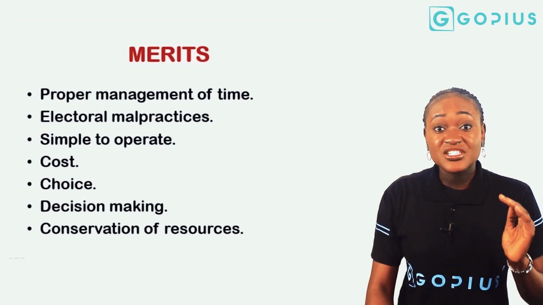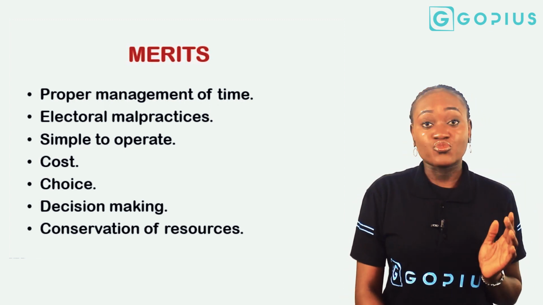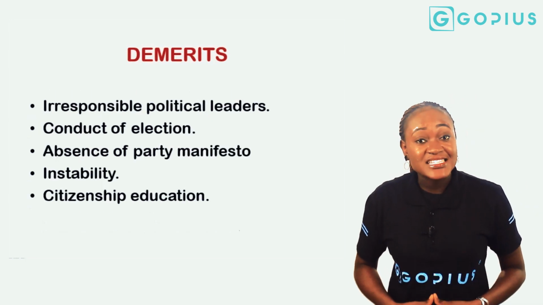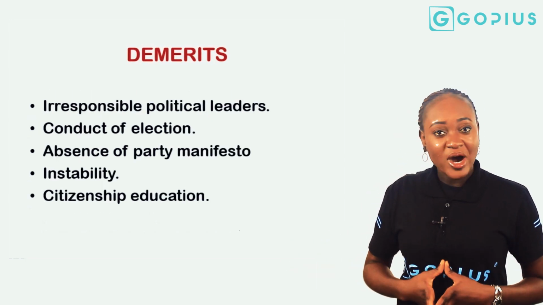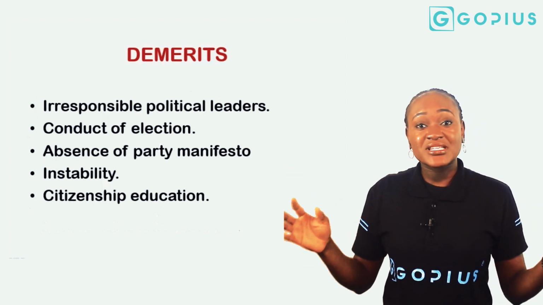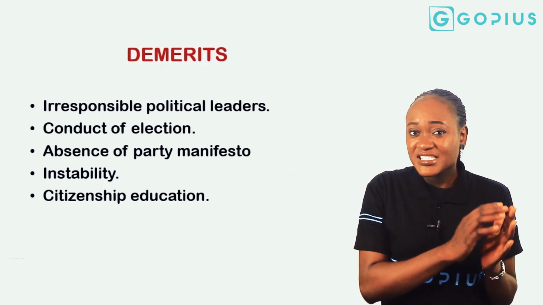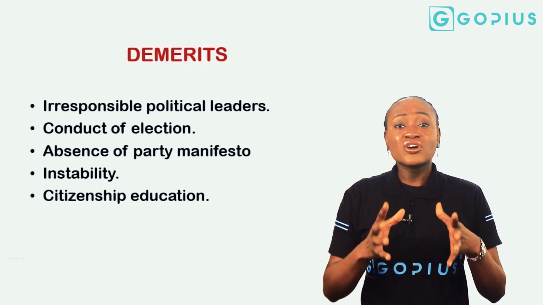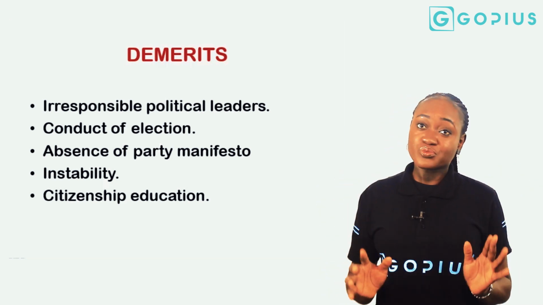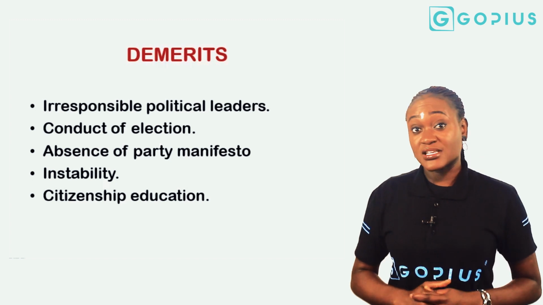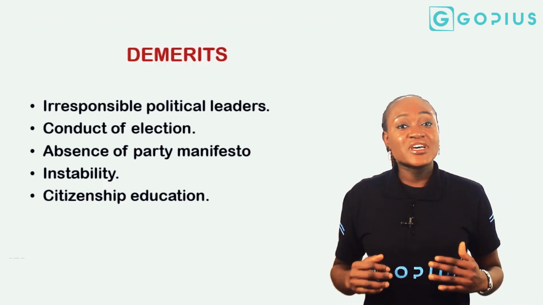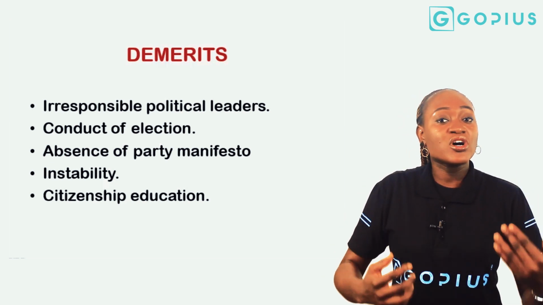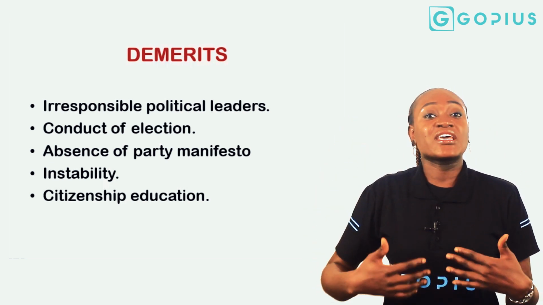Now there are disadvantages to this rule. One is that irresponsible political leaders can also be elected into power because there are not so many parties where people can choose effectively. Irresponsible political leaders may come into power, and the conduct of election is not so smooth. Well, that's a disadvantage. And there is absence of party manifesto, like where they read out the blueprint of what things they intend to do when they get into power.